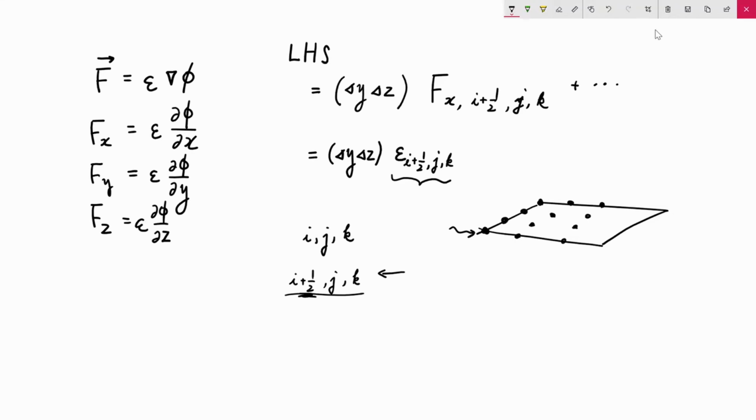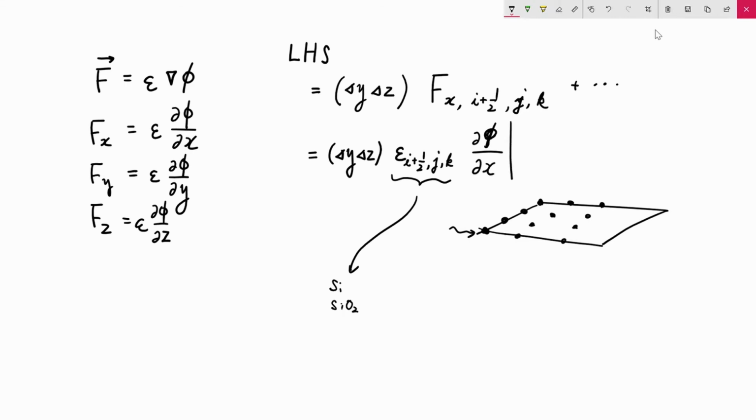So it means that there is no ambiguity about the epsilon value for this one. Here, this can be either silicon or silicon dioxide if we consider a system where silicon and silicon dioxide coexist. So there is no ambiguity for selecting the epsilon value, and we have to evaluate now the partial derivative of the phi function at the position of I plus half, j and k.